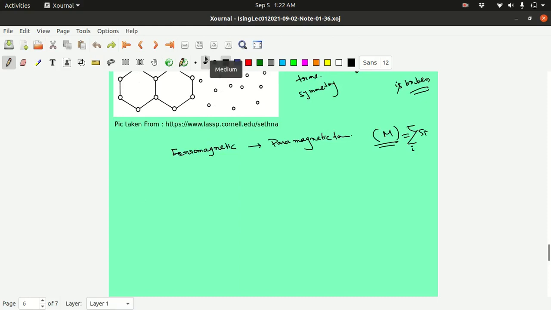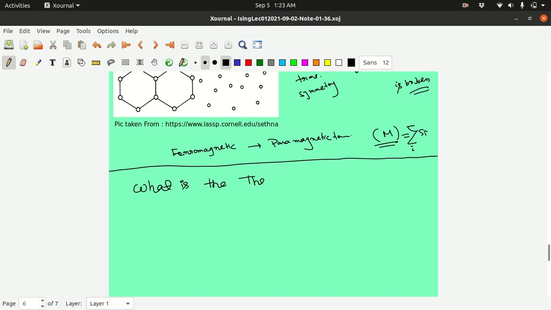So now I will describe the thermodynamic limit and what a thermodynamic limit means, and then I will go to the ferromagnetic to the paramagnetic transition and Ising model Hamiltonian. So what is the thermodynamic limit?